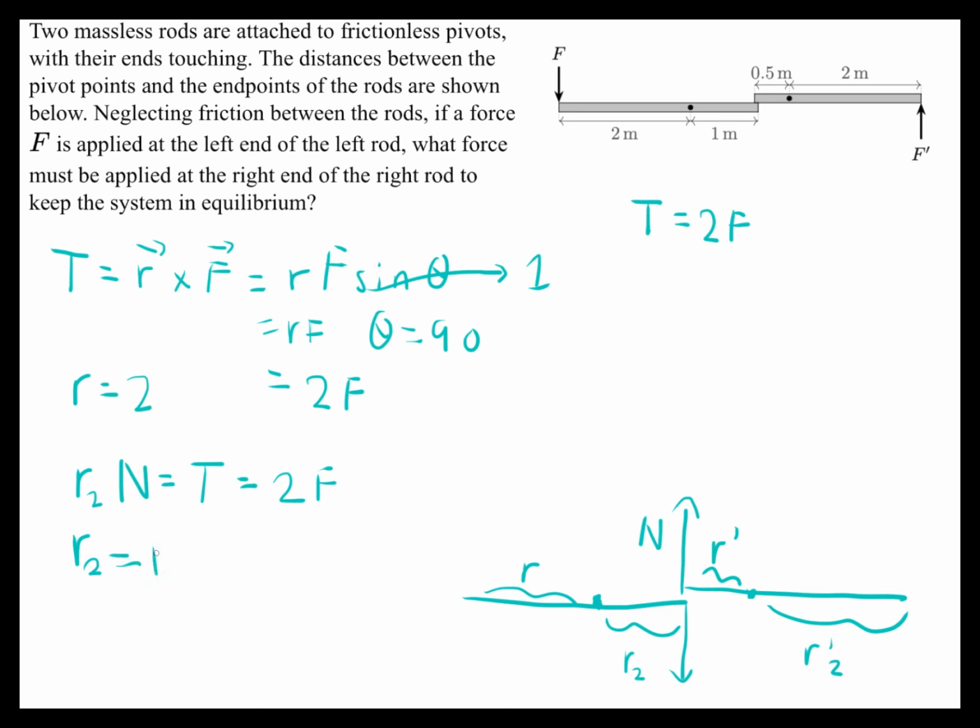So we can ignore this. So the force is simply going to be equal to 2 times the applied force. So the force at this end, at the right end of the left rod, is 2 times the force at the left end of the left rod. I'm going to erase this.